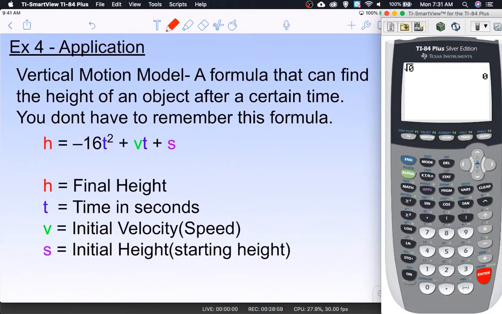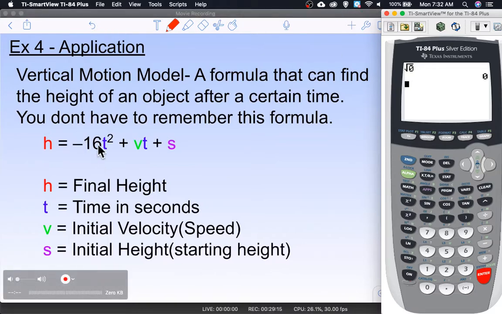Application. This application is something that's going to pop up sporadically throughout the next few lessons. It's used because it's a very common use of a polynomial. It's a simple polynomial. This polynomial shows a formula that can find the height of an object after a certain amount of time. You do not have to remember this formula. I will give you this formula in every single problem that it's needed.